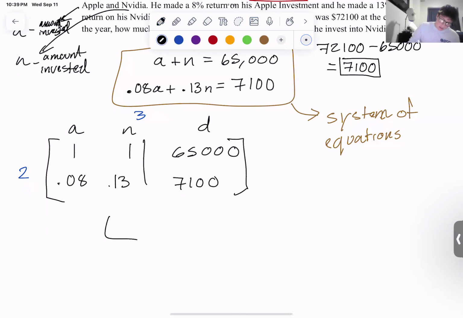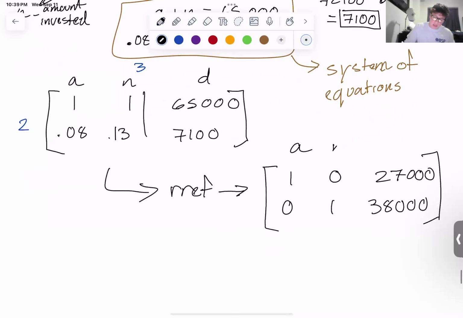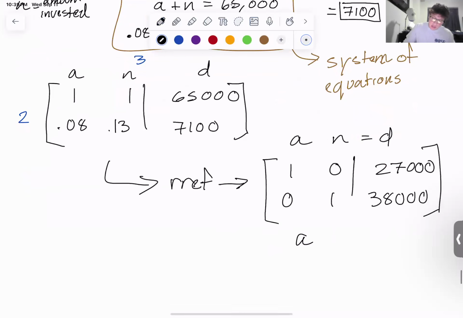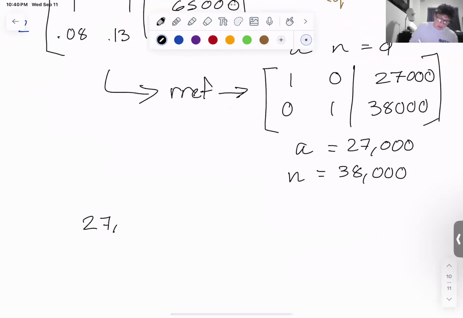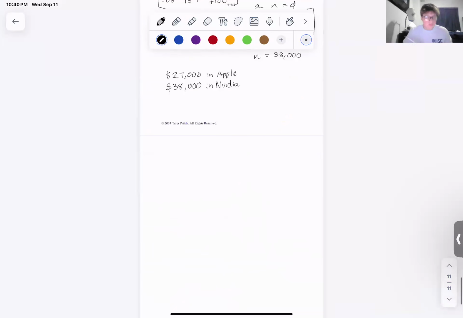And when I do that, RREF, I get out 1, 0, 27,000, 0, 1, 38,000. Okay, and what this means right here, well, AN equals D, this means that A equals 27,000 and N equals 38,000. And what this really means is 27,000 in Apple and 38,000 in NVIDIA. And I just did that with a system of equations, matrix, super simple.